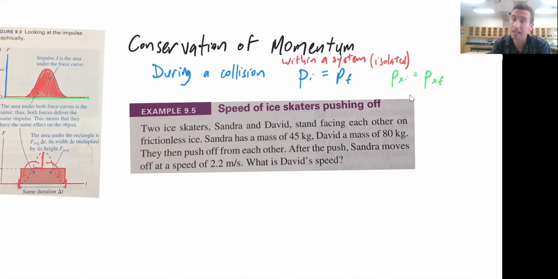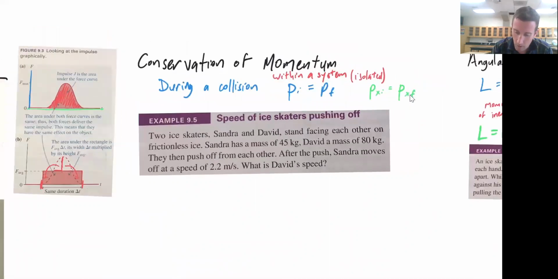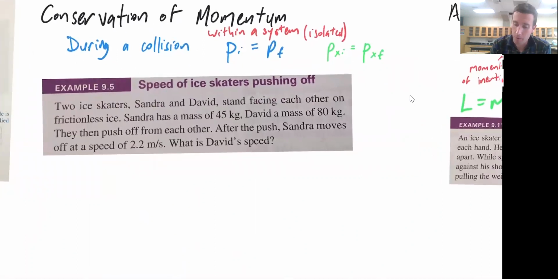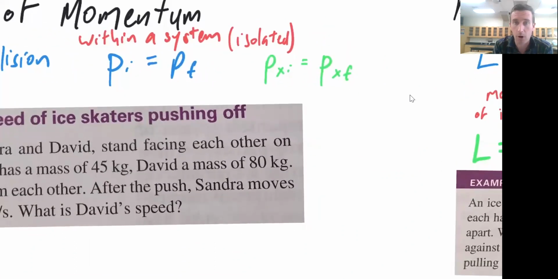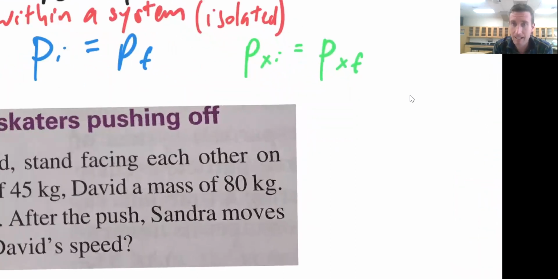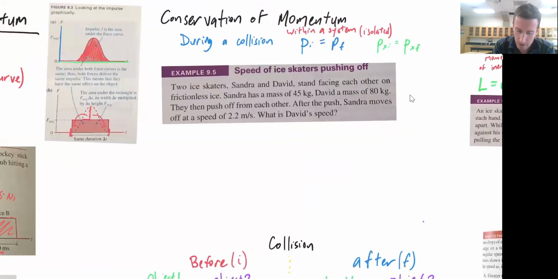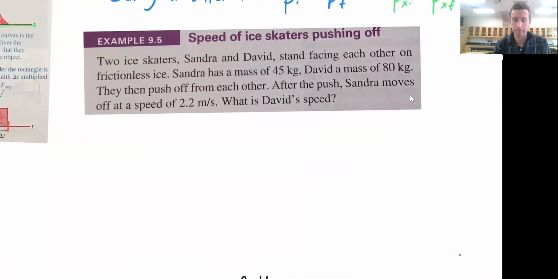So the key is setting your system so that it is isolated, ensuring that you have all parts of the isolated system within the things that you're calculating. When that's true, the momentum at the beginning has to be equal to the momentum at the end, or initial momentum is equal to final momentum. So let's assume that that's true and do a little sample problem.